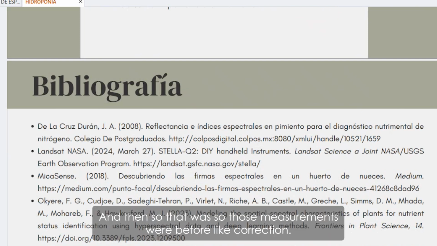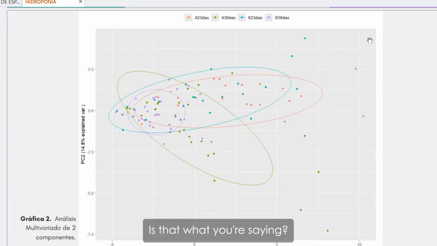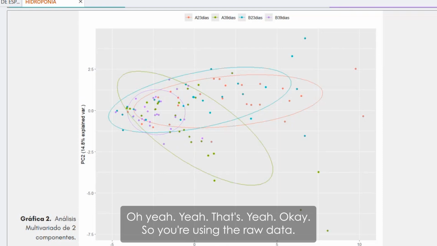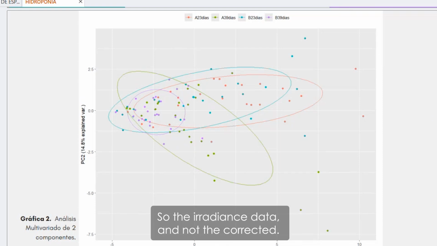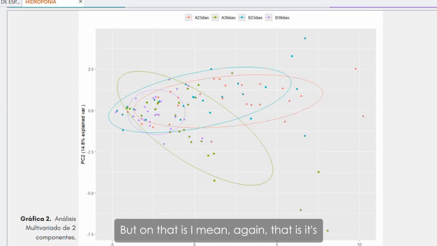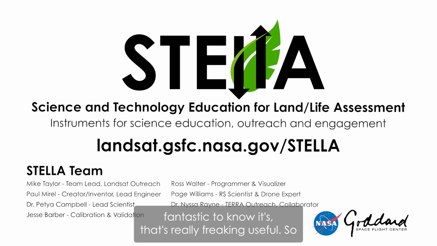That's great. And so those measurements were before correction? Is that what you were saying? No, we used the raw data. Yes. Oh yeah, okay. So you're using the raw data, the irradiance data, and not the corrected. Okay, right on. Again, it's fantastic to know. That's really useful.